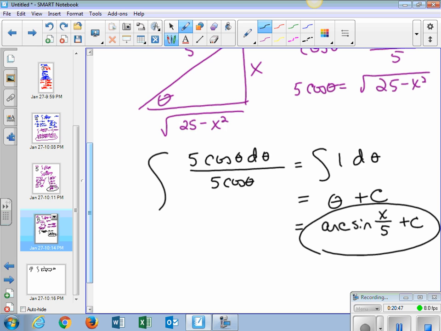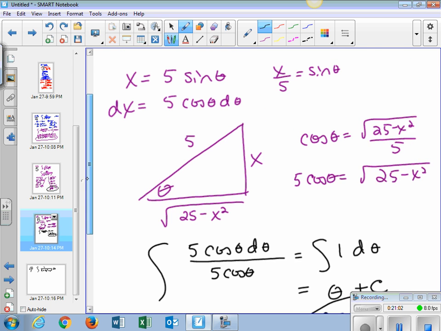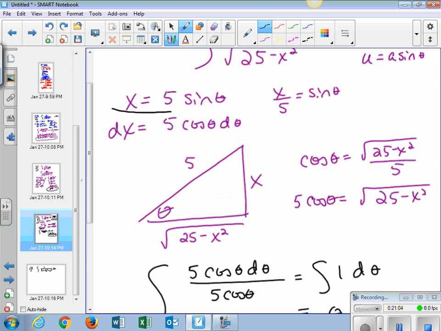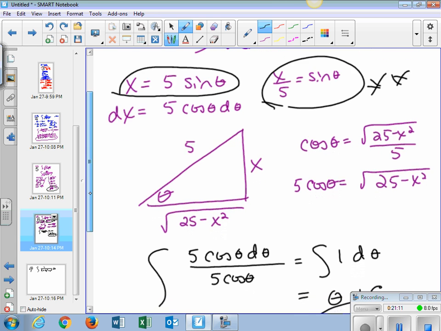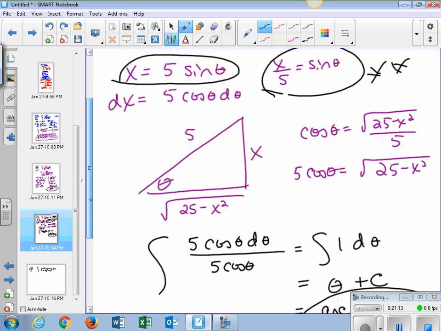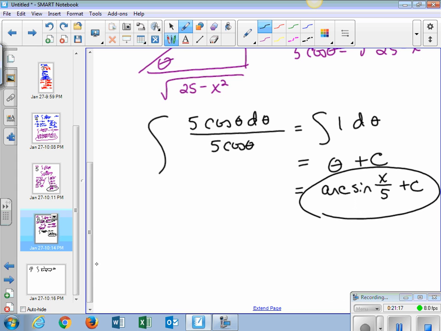And then you have to go back to the triangle once again. How do I solve for theta? Well, there's probably lots of different ways that you can write that. I wrote mine as arcsine of x over 5 plus c. Because to write it in terms of x, I went back to this. Okay, I guess more like this one. So if I wanted to solve for theta, I would just take the arcsine of x over 5. There's my answer for number 4.